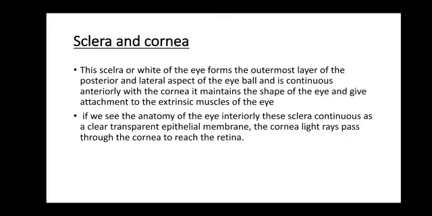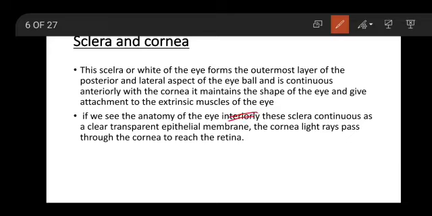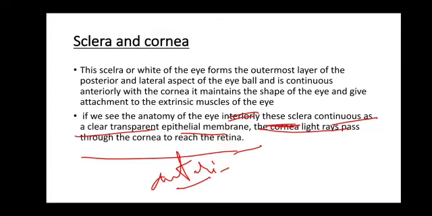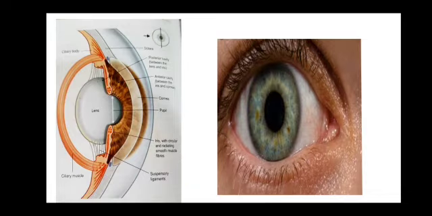If we see the anatomy of the eye anteriorly, this sclera continues as a clear transparent epithelial membrane. The light rays pass through the cornea to reach the retina. If a light ray passes through the cornea, it goes to the retina, where two types of cells are present, called rod cells and cone cells. Both cells are sensitive to light, which I will tell you later. So this is the anatomical structure of sclera and cornea.